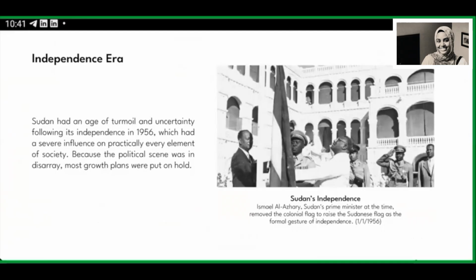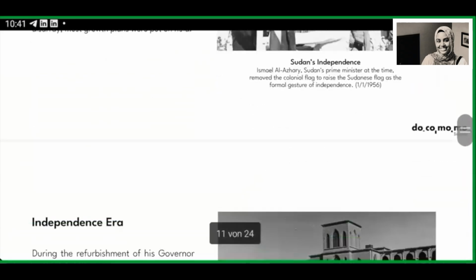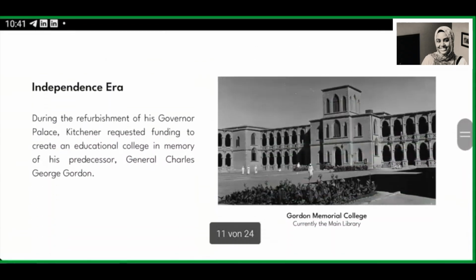So because the political scene was in disarray, the growth plans were put on hold, and the priority of the government was to maintain the country's integrity. So this took a toll on the progress of every aspect. The benchmark here, after the independence era, we can say that it dates back to Kitchener. We can go back to Kitchener because during the refurbishment of his Governor's Palace, he requested some funding to create an educational college in memory of his predecessor, General Charles Gordon.